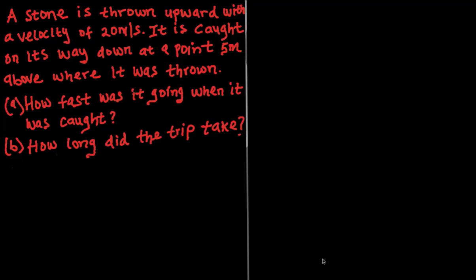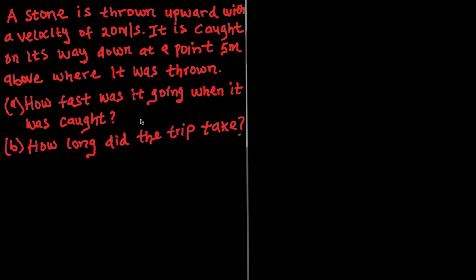We are going to solve some more advanced questions. All right, this is the first question. Let's go. A stone is thrown upward with a velocity of 20 meters per second. It is caught on its way down at a point 5 meters above where it was thrown. The question is, how fast was it going when it was caught? Then, how long did the trip take?